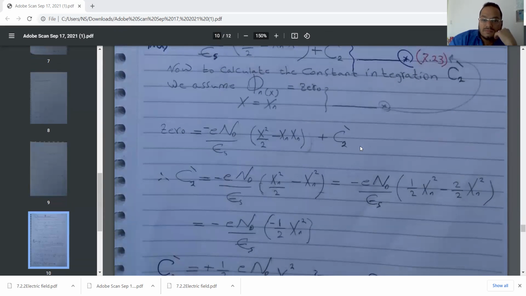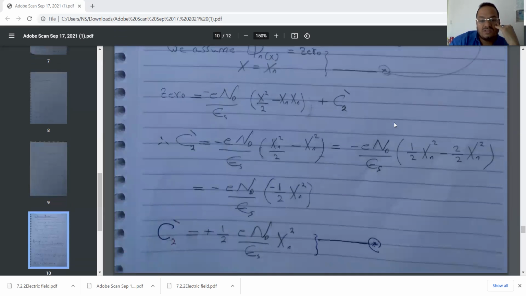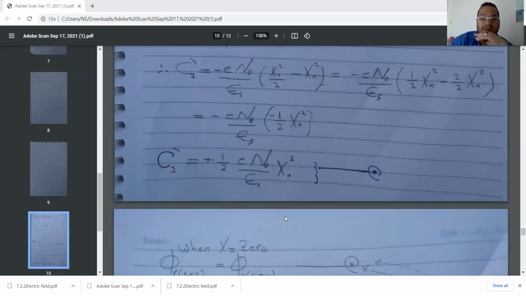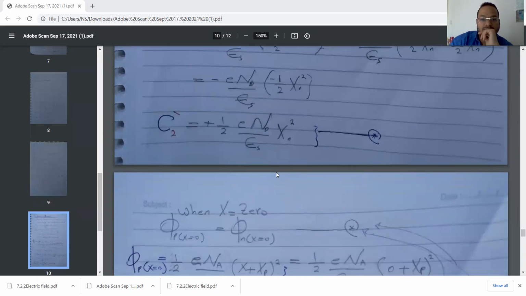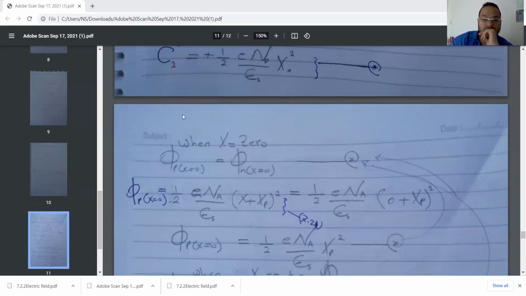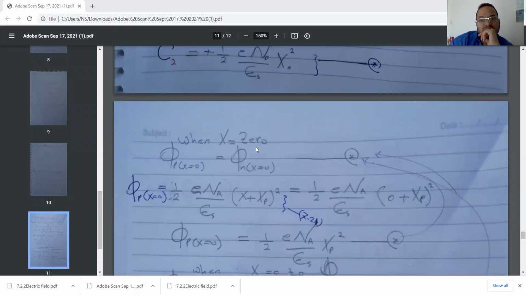Here, after all that, we are dealing with integration constant number 2, which equals half the electron donor concentration divided by the permittivity, times the width in the N region squared. But we will use another idea here to find C2 dash. When x equals 0, what does that mean?